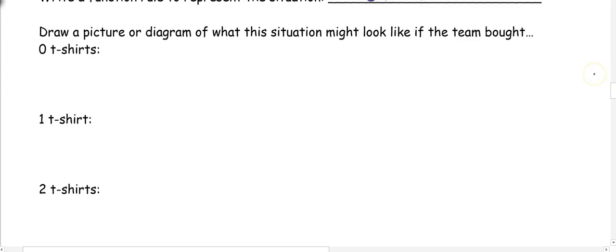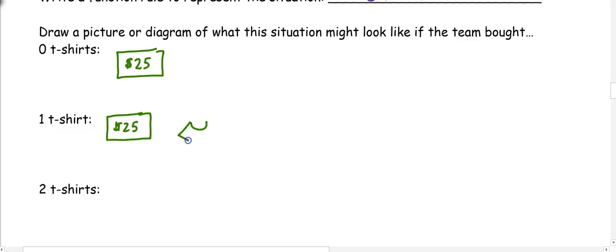Last, we're going to draw a picture or a diagram of what the situation looks like if they bought a different number of shirts. So remember, drawing a picture or a diagram is a concrete representation. So if they are buying 0 shirts, they have to pay $25 for a setup fee. If they buy 1 shirt, they have to pay $25 for a setup fee, plus they get 1 shirt.